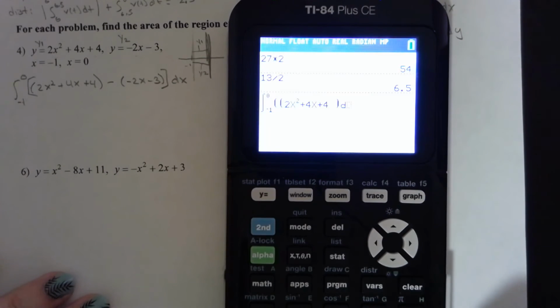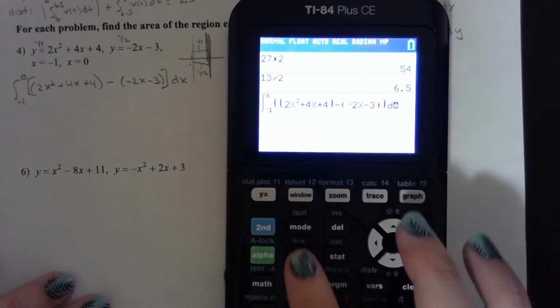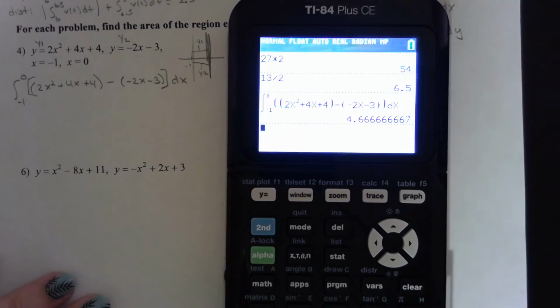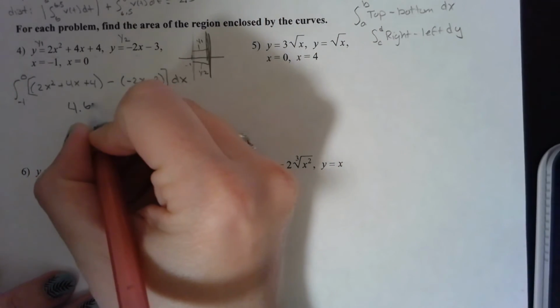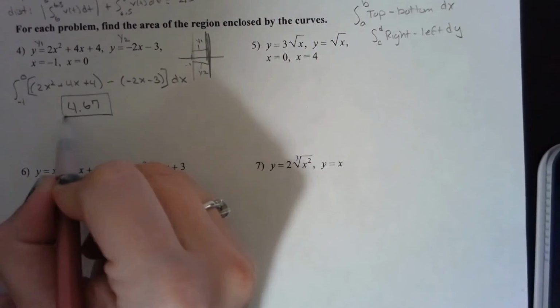Plus 4, close that parenthesis, then subtract. I'm doing my second one, -2x minus 3, close that parenthesis with respect to x, and I'm going to get that it is 4.6 repeating. So we get 4.6, we'll just round it, 4.67.